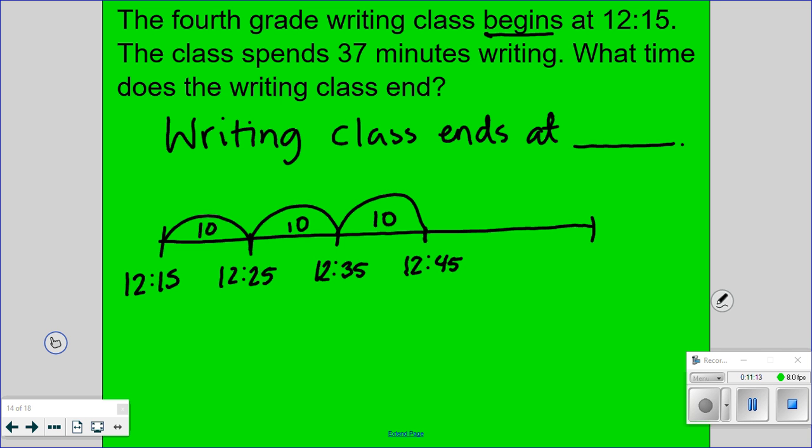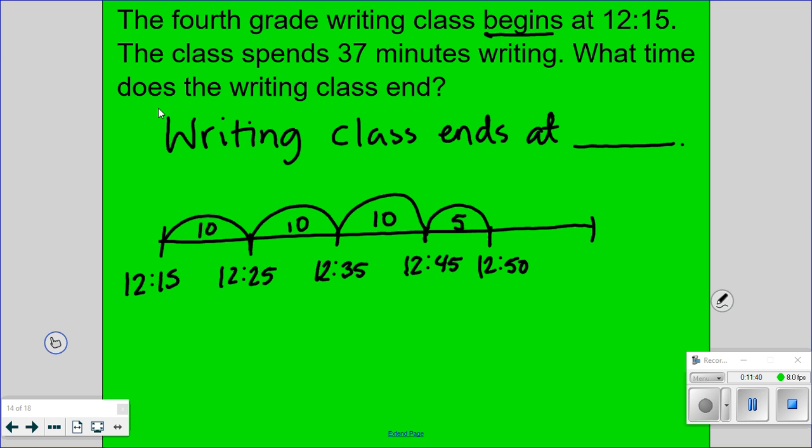We've gone a distance of 30. Gwen, what's up next? A hill of 5. A hill of 5 would make sense. Now I've gone 10, 20, 30, 35. Gwen, what time is it now? 12:50.